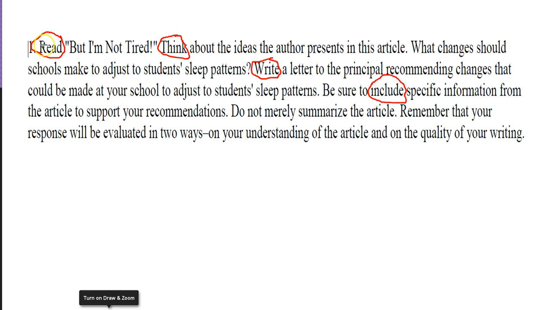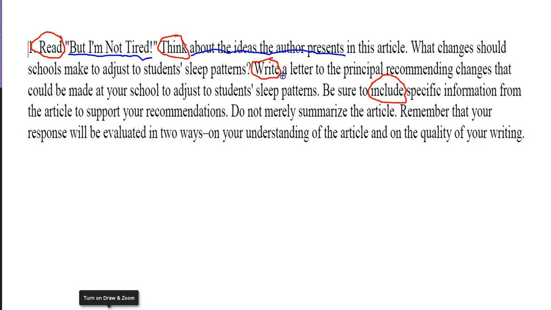So now I'm going to go back and underline the phrases that it's telling us to do. So read. Read what? Read, But I'm Not Tired. Think. Think what? Think about the ideas the author presents. Nothing to underline here. I'm going to go to my next red circle.